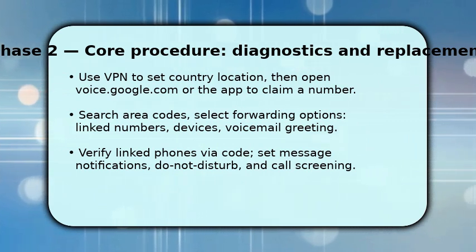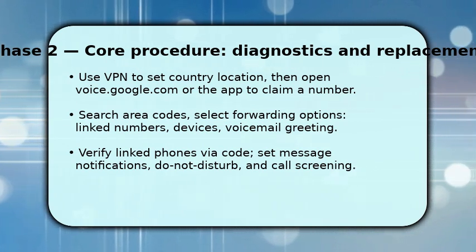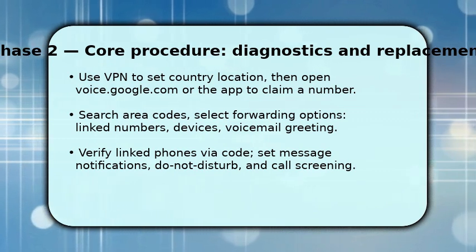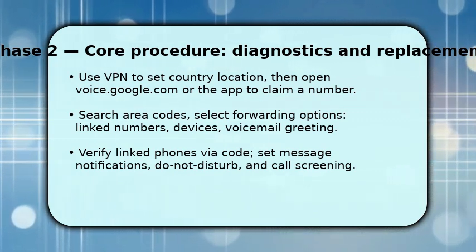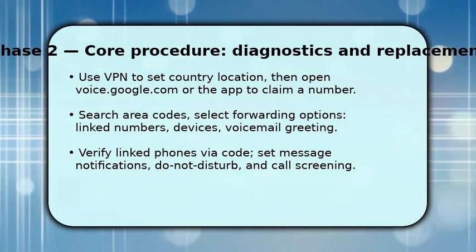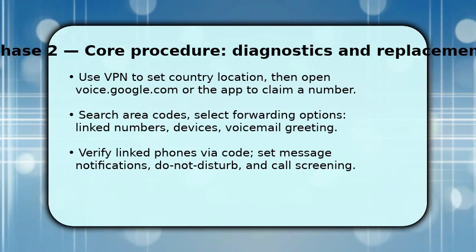You will link forwarding numbers. These can be your mobile, a landline, or a VoIP gateway. Because Google routes calls through verified endpoints, this is why verification matters. Verify each linked phone with the code sent, then configure voicemail greetings, notification preferences, and call screening so calls behave predictably across devices and networks.